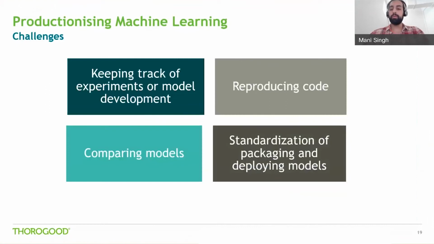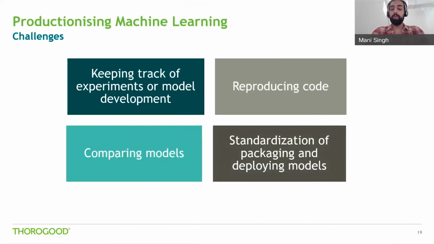When it comes to productionizing the machine learning model, we run into some challenges. The first challenge that we'll see is keeping track of the experiments and model development. Oftentimes data scientists are going to run hundreds, if not thousands, of different experiments. So it's going to be important to keep track of them if you ever want to run a particular experiment again. The next challenge we have is reproducibility.